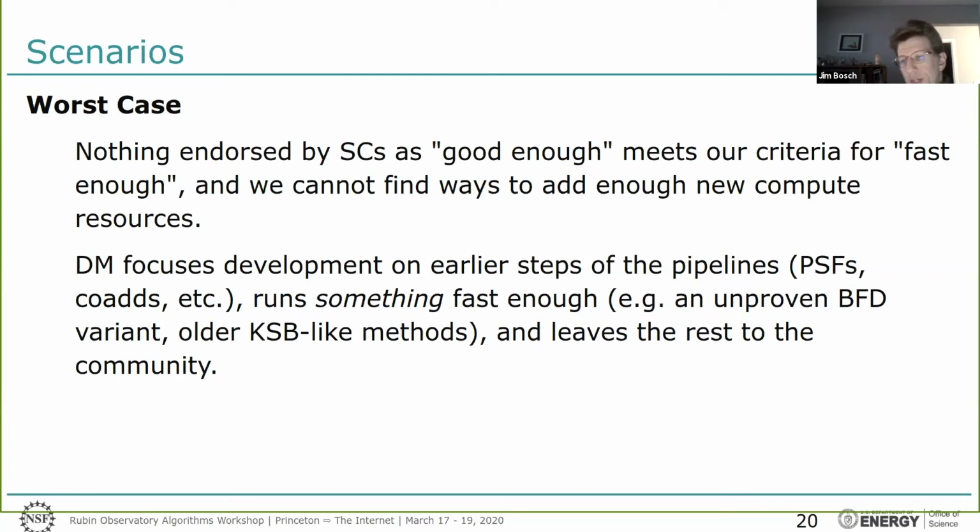I think we'll all work together and try to find more compute resources. We'll all work to find more creative solutions around this problem. Maybe it involves doing some of this processing not for every data release. But in the absolute worst case, I think it's DM's job to focus on the earlier steps of the pipeline, the PSFs, the coadds, and run something fast enough and leave the next step of shear to the community. I don't know if we'll ever get to that point. I think with working together, we shouldn't, but there is a budget here.